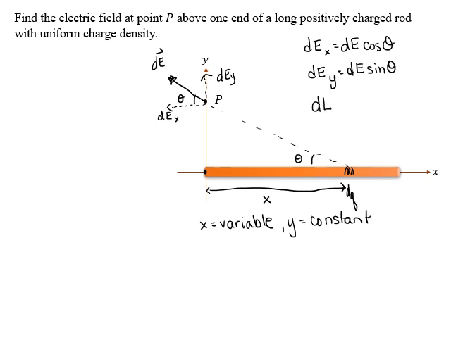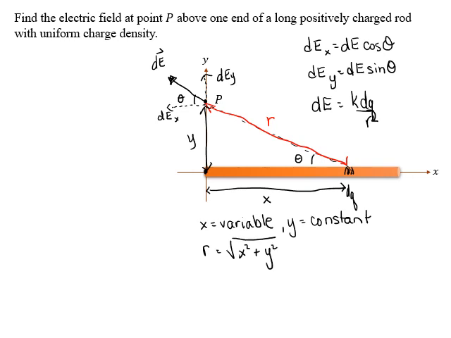We're going to write that dE is k times dq divided by r squared, and r is the distance from our point to our element of charge dq. So here's r. So we see that r is the hypotenuse of a right-angled triangle where the legs are x and y. So r is equal to the square root of x squared plus y squared. What else do we need? We need cosine theta. Cosine theta is adjacent over hypotenuse. That's x over r. Sine theta is opposite over hypotenuse, so that's y over r.